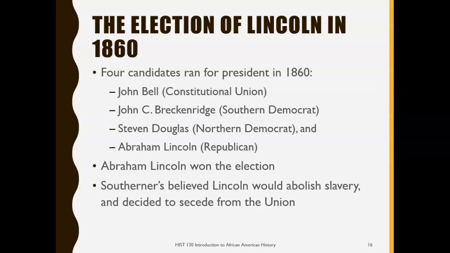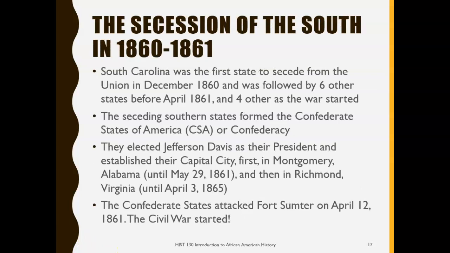Abraham Lincoln. So, as you know, Abraham Lincoln won this election, but as soon as he was declared the winner, the Southern states decided to secede from the Union because they thought that Abraham Lincoln was going to end slavery. So, the election of Abraham Lincoln led to the other cause, which was the secession of the Southern states.